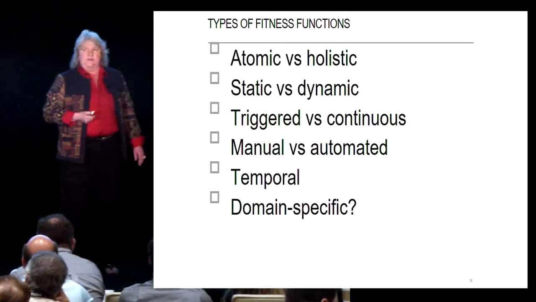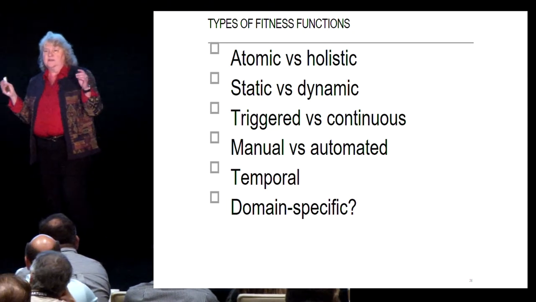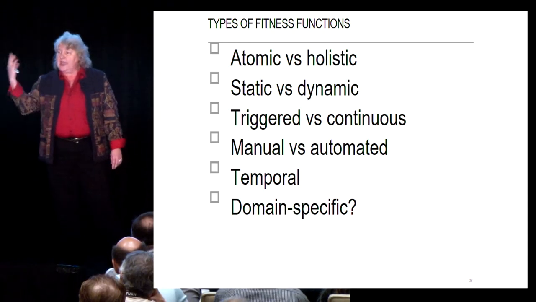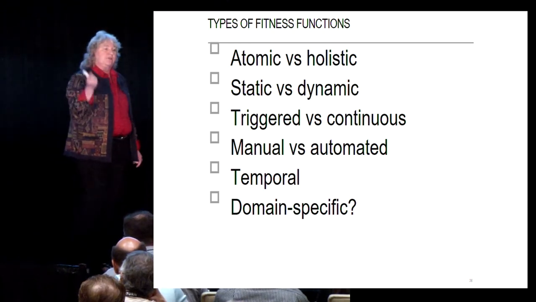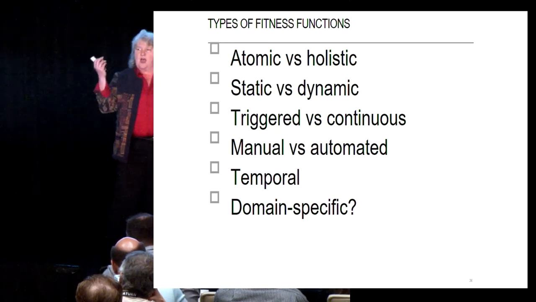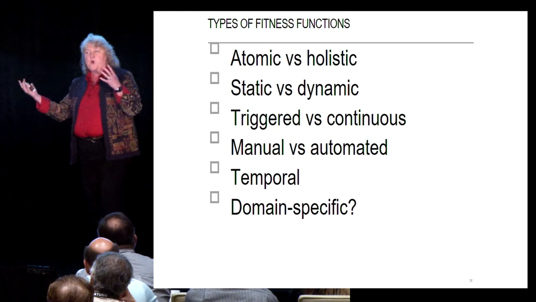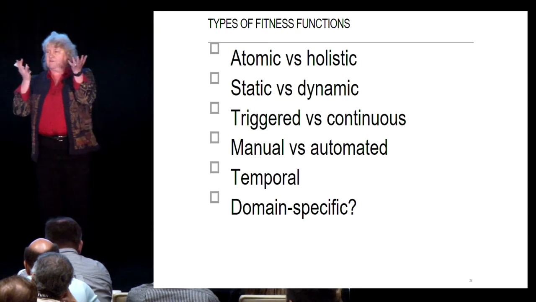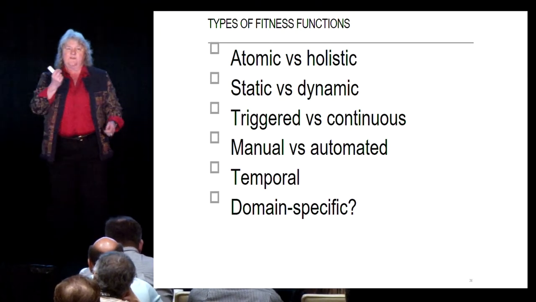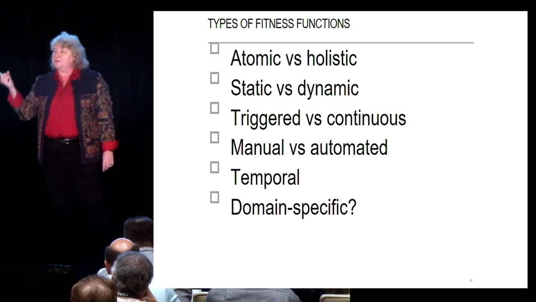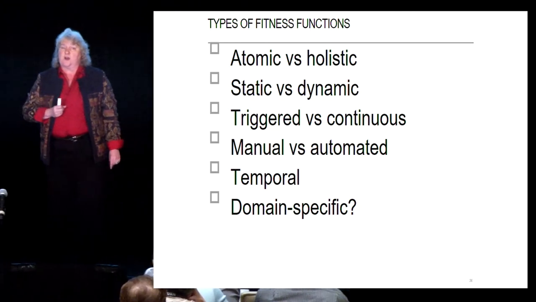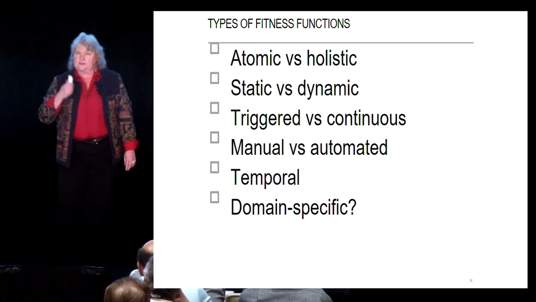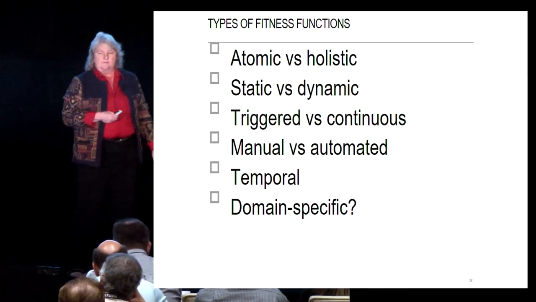So what about fitness functions? This is not some magical thing. We've been using fitness functions all along. We just haven't really had a name for them, haven't really had a way to talk about it. We've got different types of fitness functions, atomic versus holistic. One of the important things that architects have to deal with is trade-offs. We're constantly having to balance these things. A holistic fitness function helps you capture how, for this particular system, you want to think about those trade-offs. A holistic fitness function looks at multiple architectural characteristics at the same time versus atomic, which looks at only one.